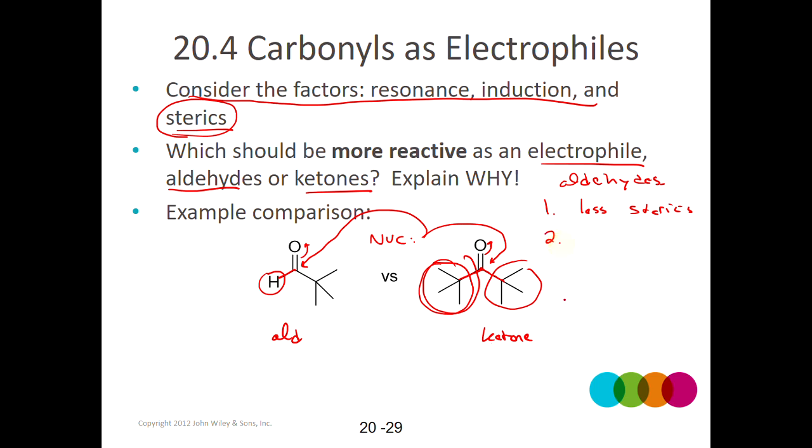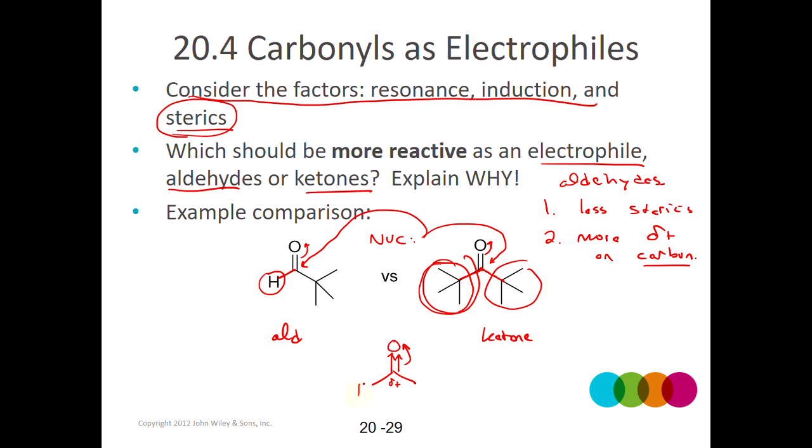There's another reason. The aldehydes have more of a partial positive on the carbonyl carbon. Right, so what we're talking about here is if I've got this carbonyl carbon, through induction, the oxygen's pulling electrons away. Also through resonance, it's pulling the electrons away, and that creates a lot of partial positive here. That's true for both aldehydes and ketones.